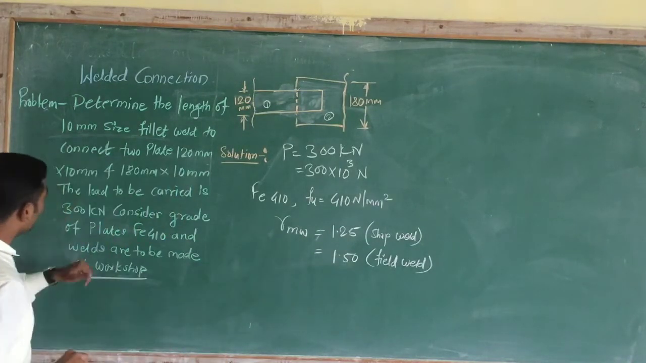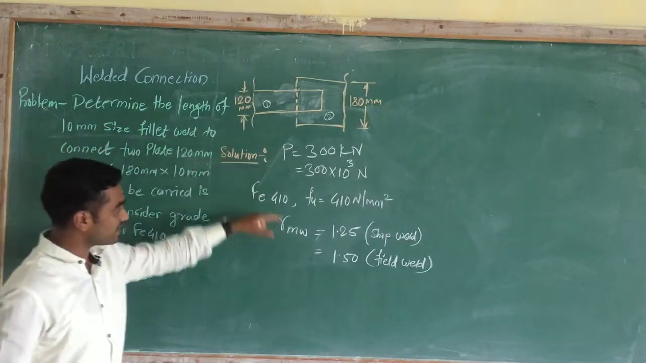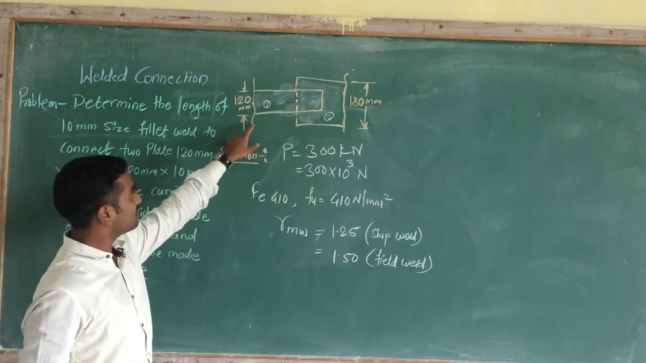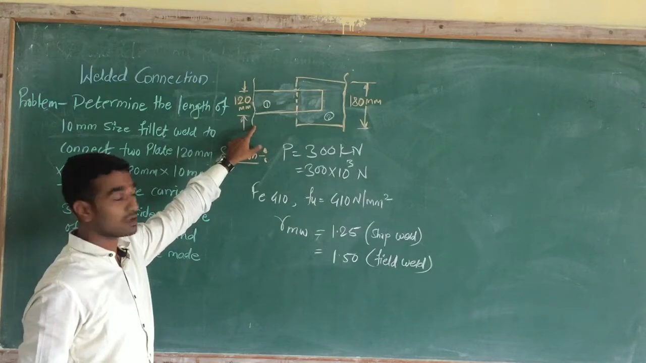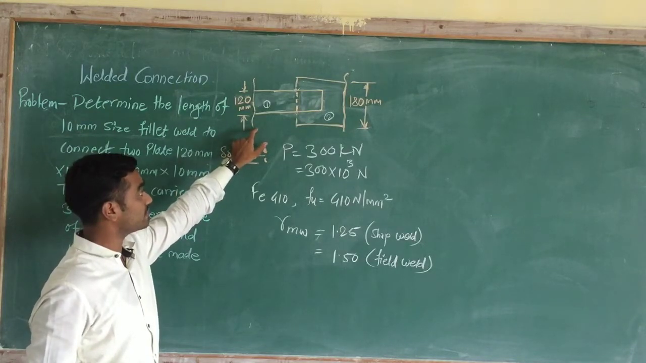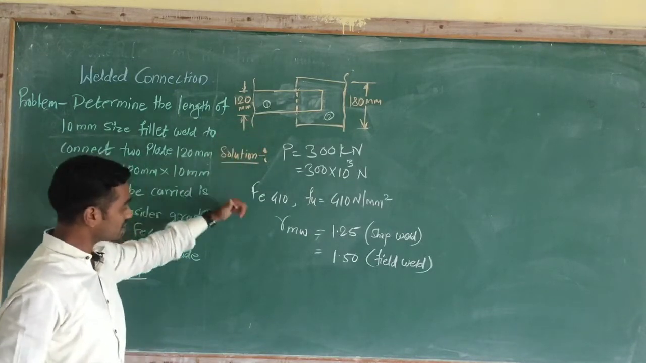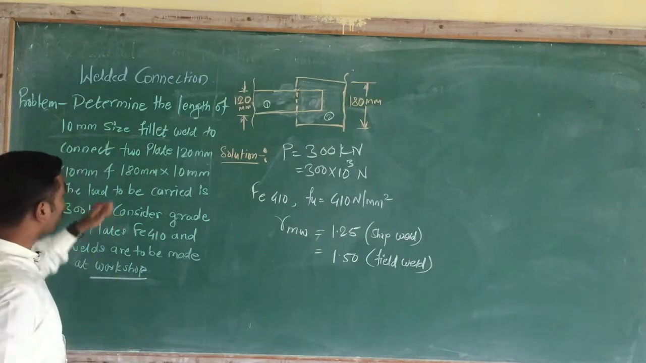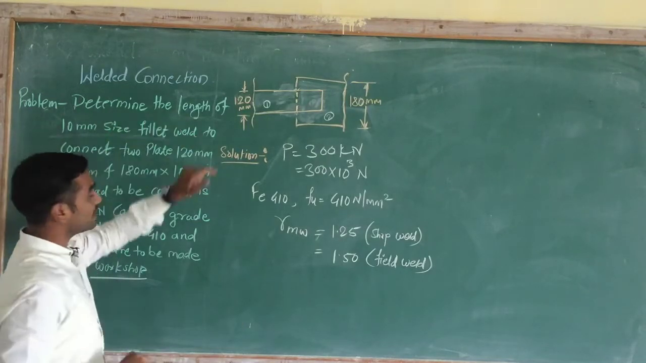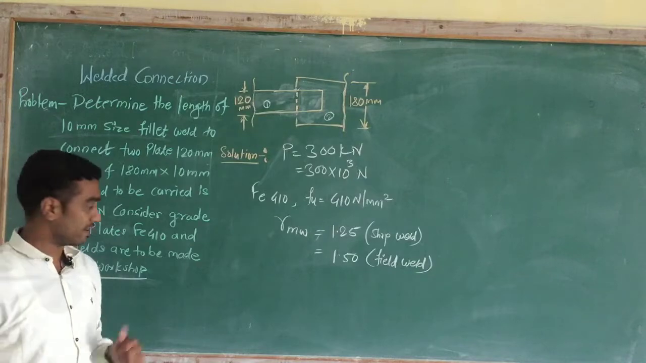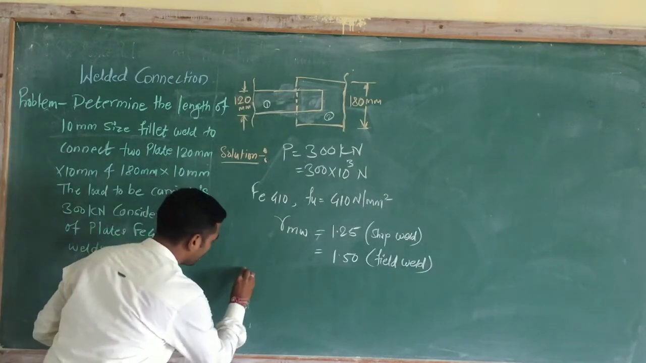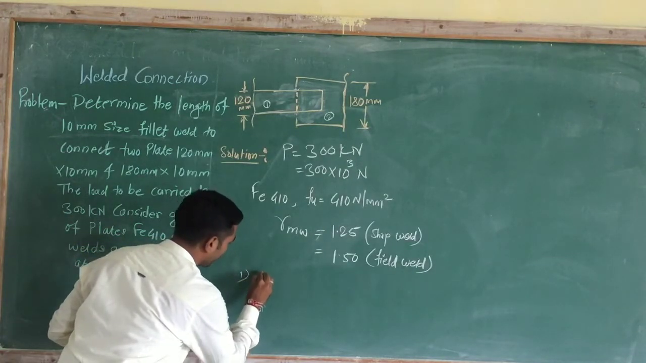Okay, now this is all about the given data. The figure is given here. Look at this figure carefully, and now we are starting with our problem. What we have to find? We have to find the length of the fillet weld required. First of all, we have to find throat thickness.